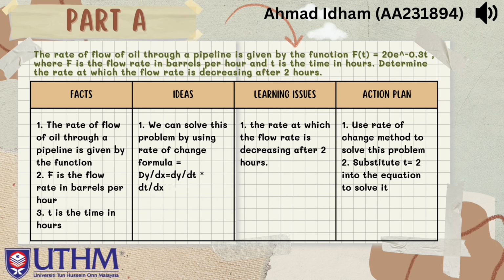Facts. Number 1. The rate flow of oil through a pipeline is given by the function. Number 2. F is the flow rate in barrels per hour. Number 3. t is the time in hours. Ideas. We can solve this problem by using rate of change formula equal to dy over dx equal to dy over dt multiply dt over dx. Learning issue, the rate at which the flow rate is decreasing after 2 hours. Action plan number 1, use rate of change method to solve this problem. Number 2, substitute t equal to 2 into the equation to solve it.